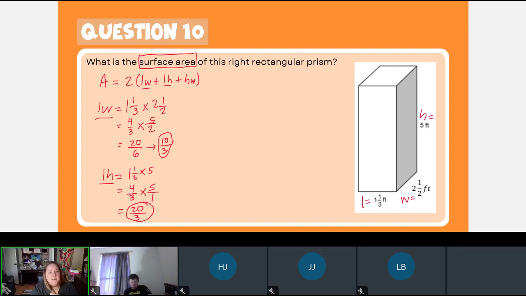And our last one to find is height times width. So height times width. Our height is 5. Our width is 2 1/2. So if we change that to an improper fraction, we've got 5/1 times 5/2. And across the top, 5 times 5 is 25. 1 times 2 is 2. And that also does not simplify, so we can stop there.